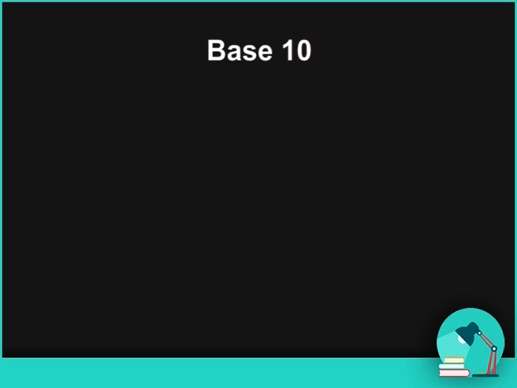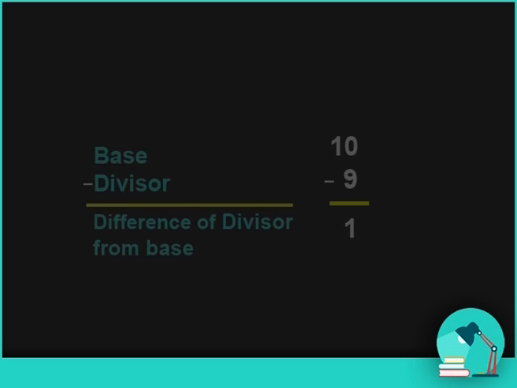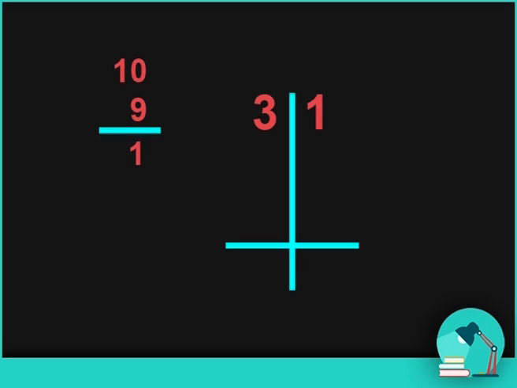Since the base 10 has one zero in it, we divide dividend 31 in such a way that the right-hand side of the dividend contains one digit. We will take the difference of the base and the divisor and write it as shown to you. Let us write down the dividend, divisor and base according to the format and solve the division.